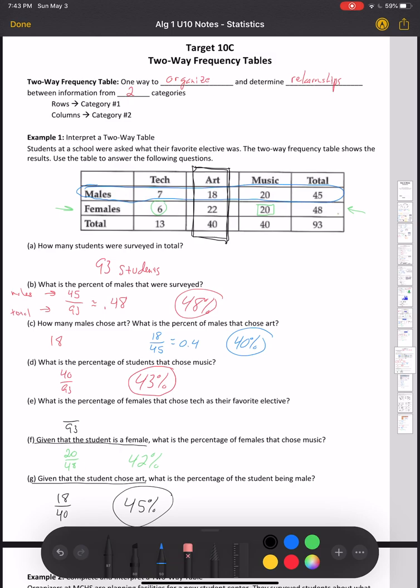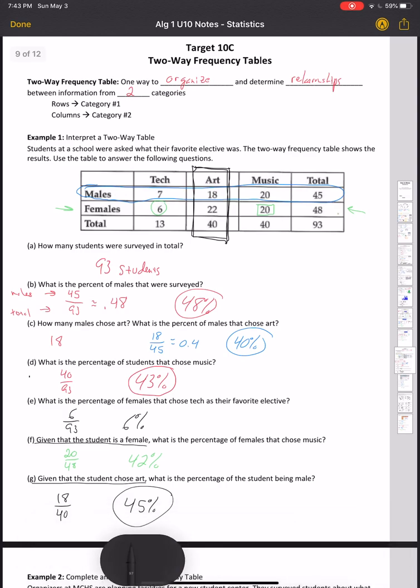And the females that chose tech, which is 6. So 6 divided by 93, that's just going to be 6%. So that is one that I made a mistake on because there wasn't an assumption being made there. Okay? It was saying out of everybody, what's the percent that you have a female that chose tech as their favorite elective? Okay? But you really need to look for this given word. Given means that you're narrowing your view onto a row or a column.